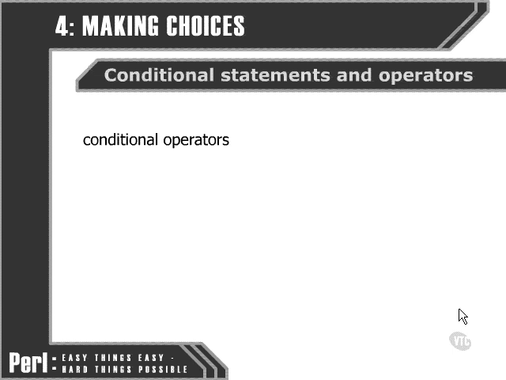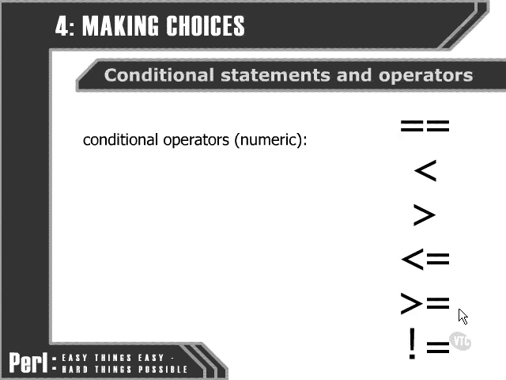Conditional operators are the way in which we're able to construct the conditions which in turn allow us to let the program make decisions about which block of statements it's going to execute. Here are the conditional operators, and these are numeric conditional operators. They only apply to comparison between two numeric pieces of data. So let's go through them one by one.